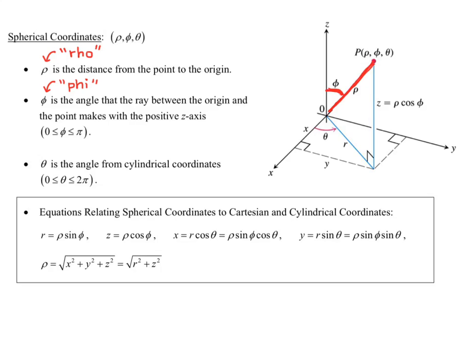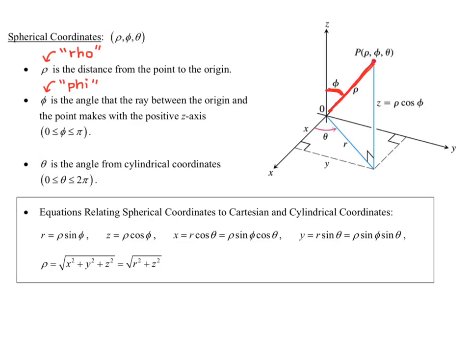Theta is the angle from cylindrical coordinates, so you should be familiar with it. It's between 0 and 2 pi, being a full circle rotation. So what you would do is project your shape down into the xy plane and figure out your bounds on theta based on that.